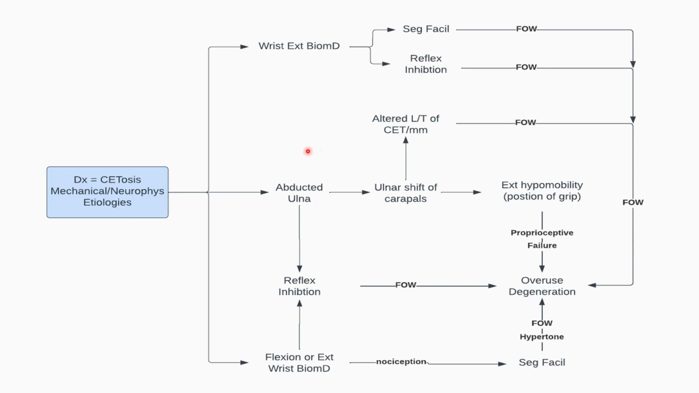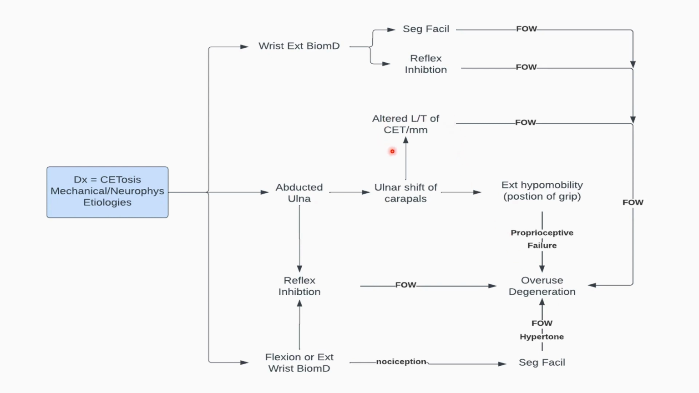So the abducted ulna is probably the most common cause of this. And this has been hypothesized to cause an ulnar shift in the carpals. Now, the most common and popular explanation of this, which I don't particularly like, is that it leads to an altered length tension relationship of the common extensor tendon and the muscles, which causes force output weakness, which leads to overuse degeneration. And then you go back through that cycle again with the degeneration and the trigger causing pain that we saw in the previous diagram.